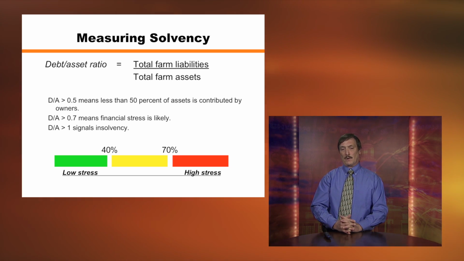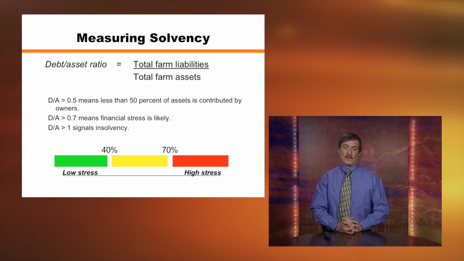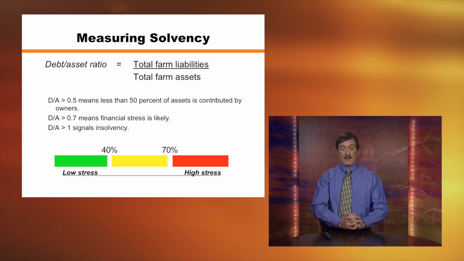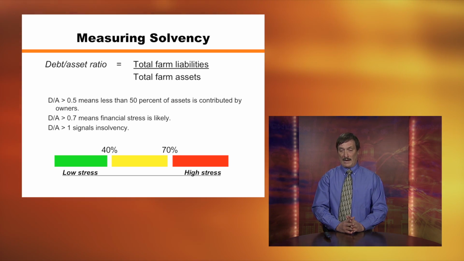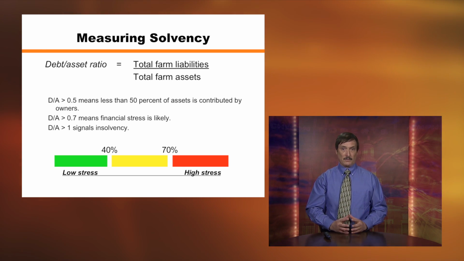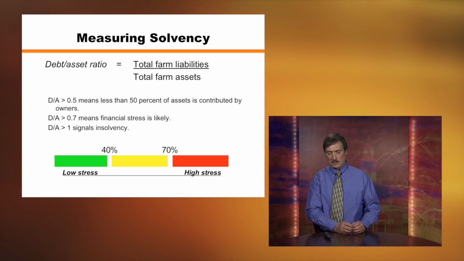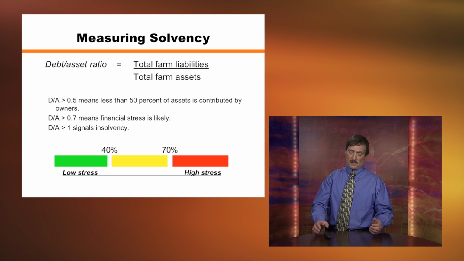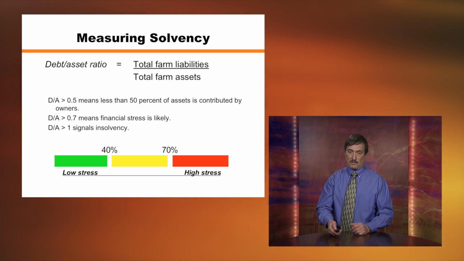A higher number, and a really high number, for example, 70% or more of the total assets that are managed by that business are owned by somebody else in the form of a debt contribution to that business. That might be considered more of a high stress situation.